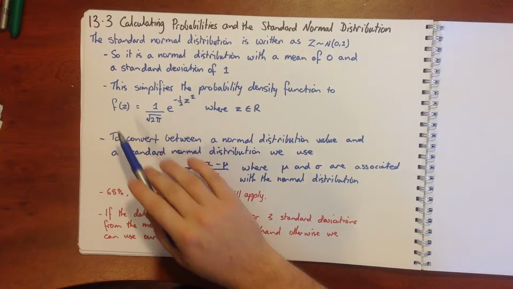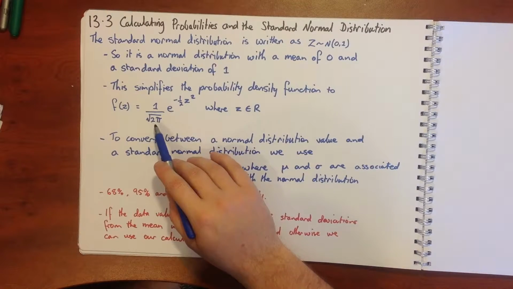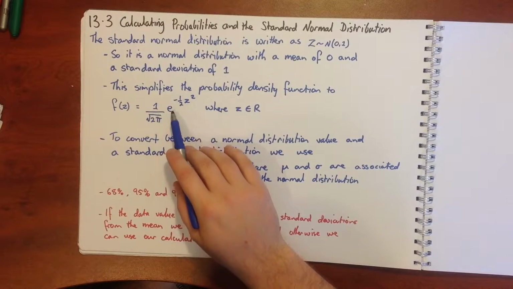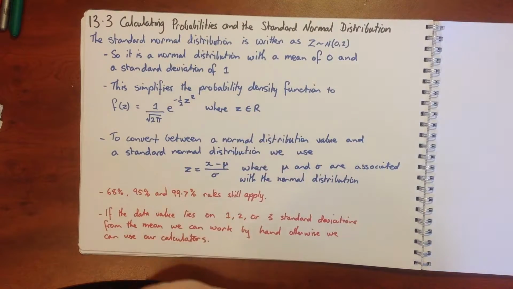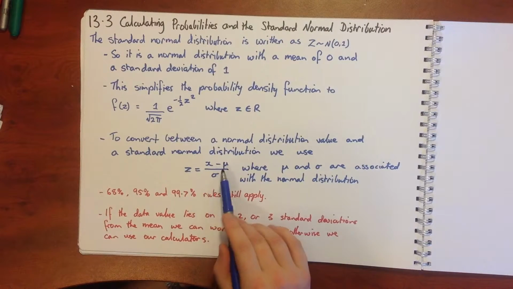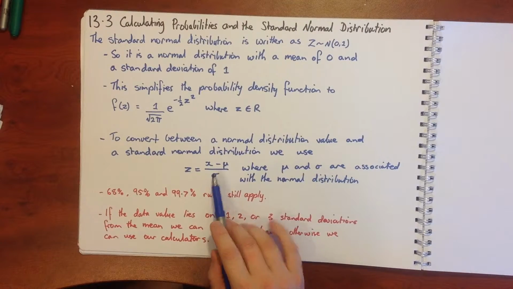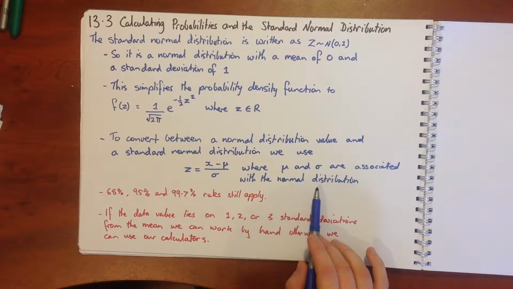So it makes it f of z equals 1 on the square root of 2 pi times e to the negative half of z squared, where z is an element of all real numbers. To convert between a normal distribution value and a standard normal distribution, we use z equals x minus mu on sigma. Now our mean and standard deviation are associated with the normal distribution.